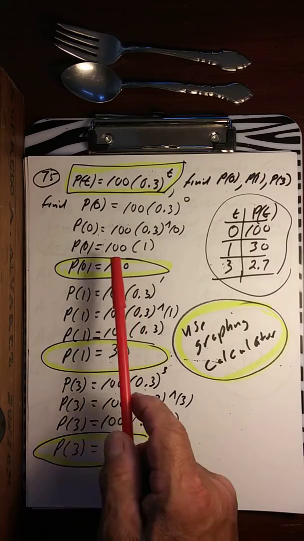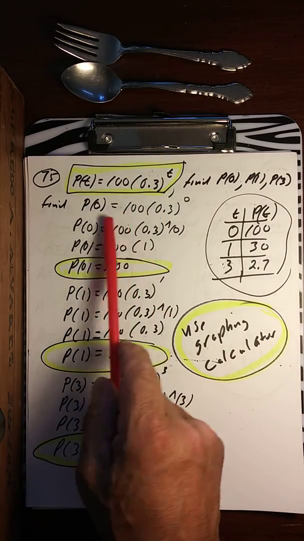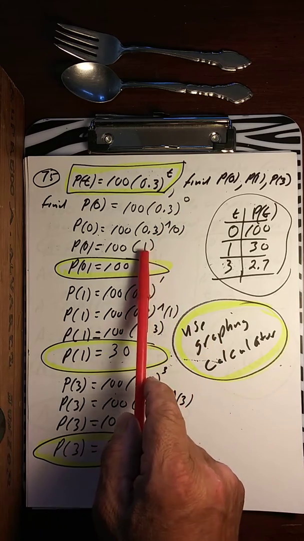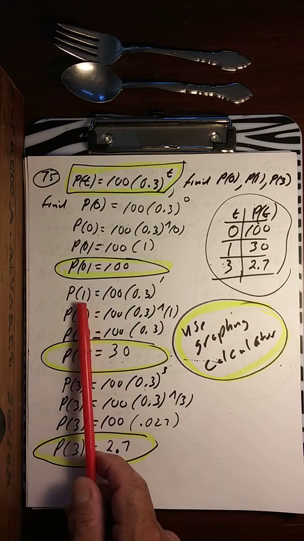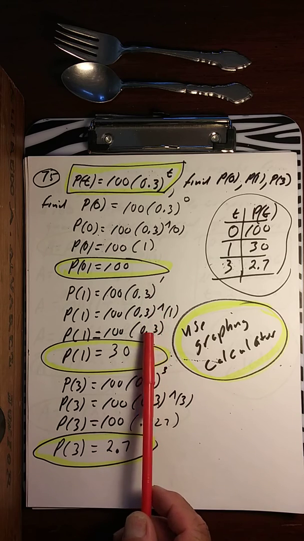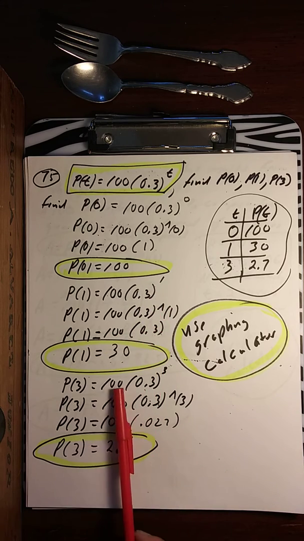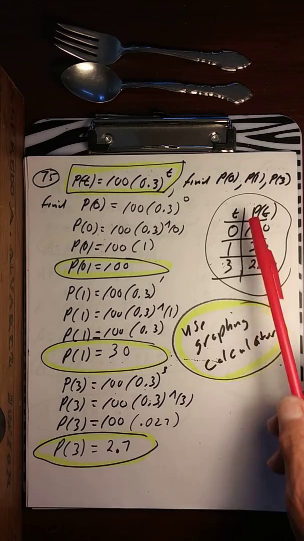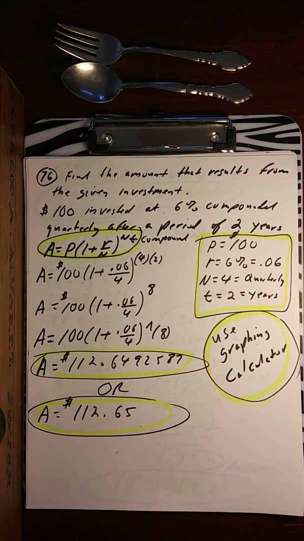Evaluate some functions here. P of 0, here's the original function. P of 0 is this times 0.32 to the 0, that's going to be 1, 1 times that, 100. This one, 100 times 0.3 to the 1, that's going to be 0.3 times that, it's 30. This one is going to be 0.27 times 100, which is 2.7. You can use a graphing calculator to get those numbers, of course.